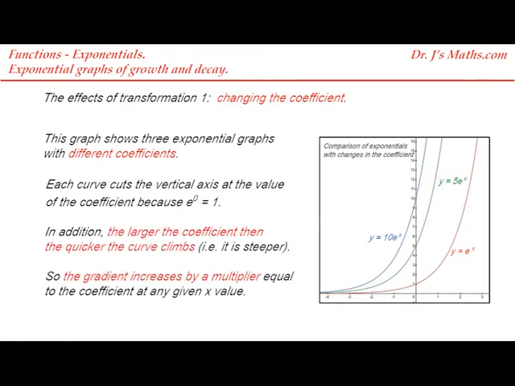In addition, the larger the coefficient, then the quicker the curve climbs. In other words, it is steeper, and that is because a number is being multiplied by an increasing value. So you'd expect it to rise quickly. The gradient increases by a multiplier equal to the coefficient at any given x value.